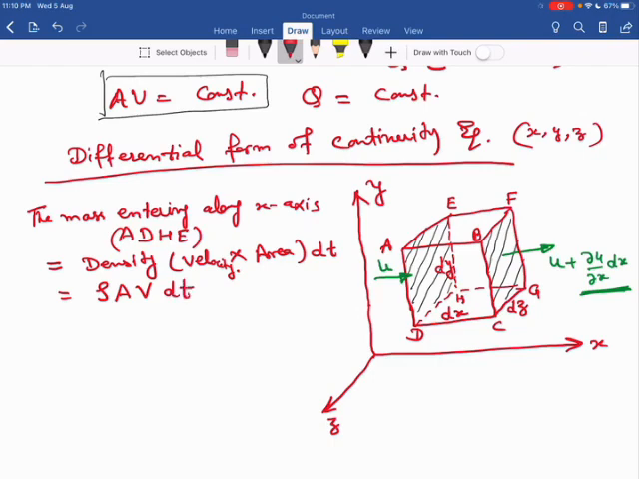Now here the mass entry we find along the x-axis, so we write this V as U. We can write it as rho U A dt. This is the mass entering the face ADHE, or you can say along the x-axis. Now similarly, you can write the mass outflow.